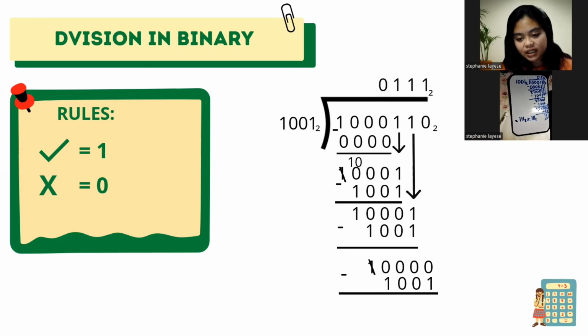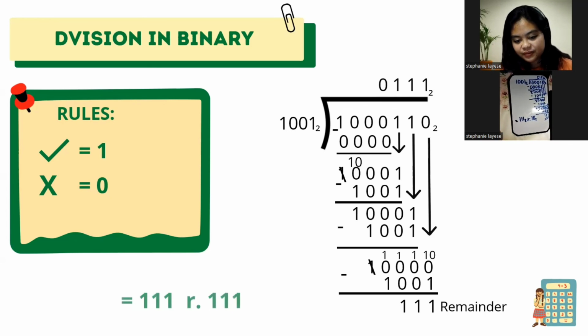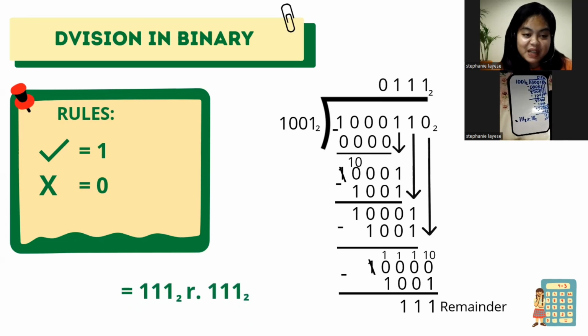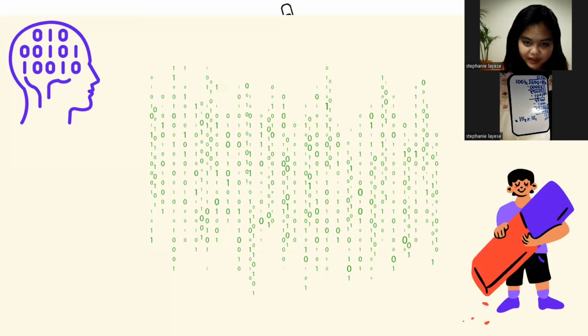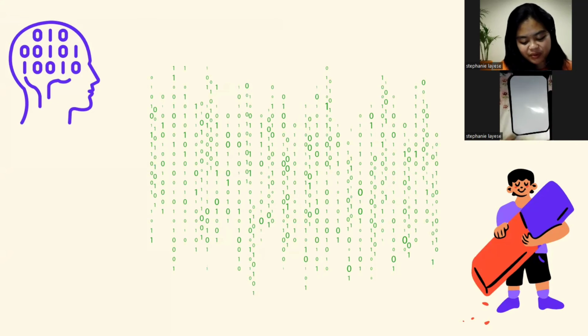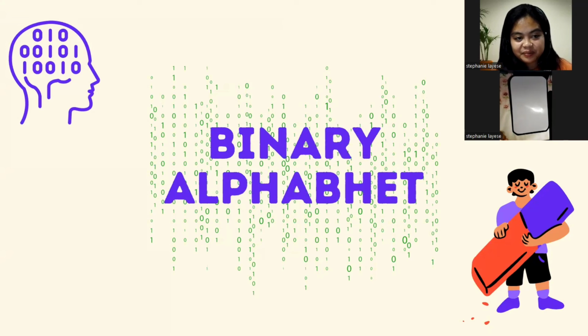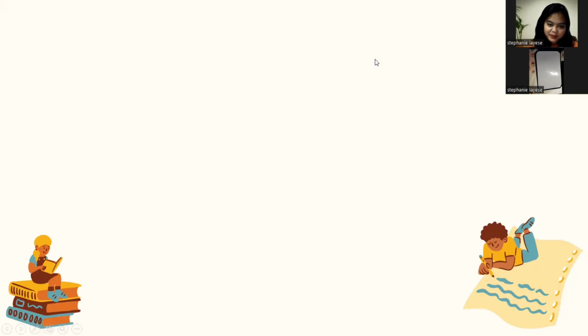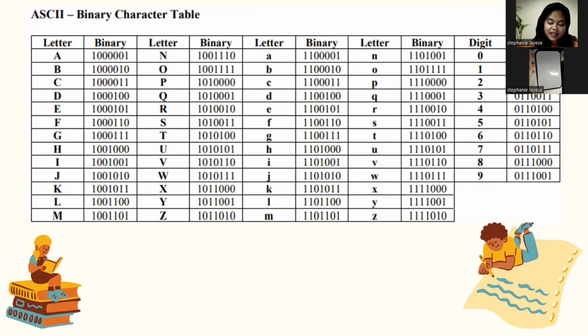Okay, let's see if we got the same answer. Yes, we have the same answer with the presentation. And now, this one is a very interesting topic that most teenagers can relate to, maybe. Binary numbers. These are the examples of binary numbers. As you can see, 100001, and so on.